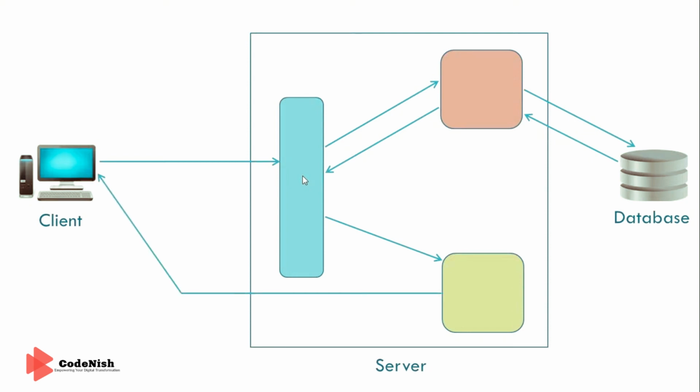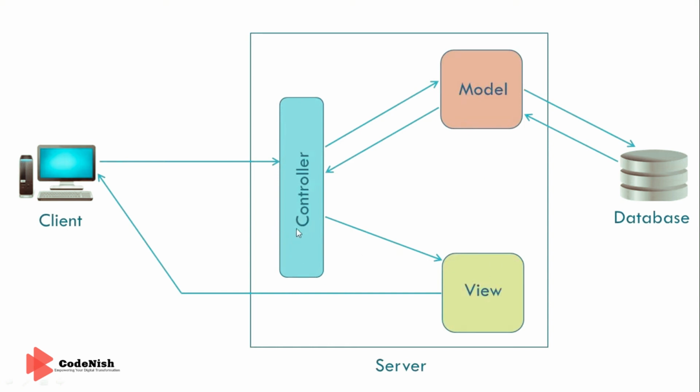So this is how an MVC architecture works. Now these blue, red, green are just nicknames which I have given to these components. Red is our model, green is our view, and blue is our controller. So we have our model, view, controller pattern.